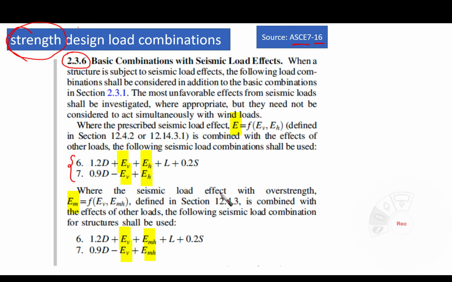Where the seismic load effect is going to deal with overstrength, in this case we are going to use the horizontal load combination to be EMH. So this is the maximum load with the inclusion of overstrength, as we are going to talk about and see later on. Okay, there is no effect for EV regarding overstrength, so it is only regarding the horizontal component.